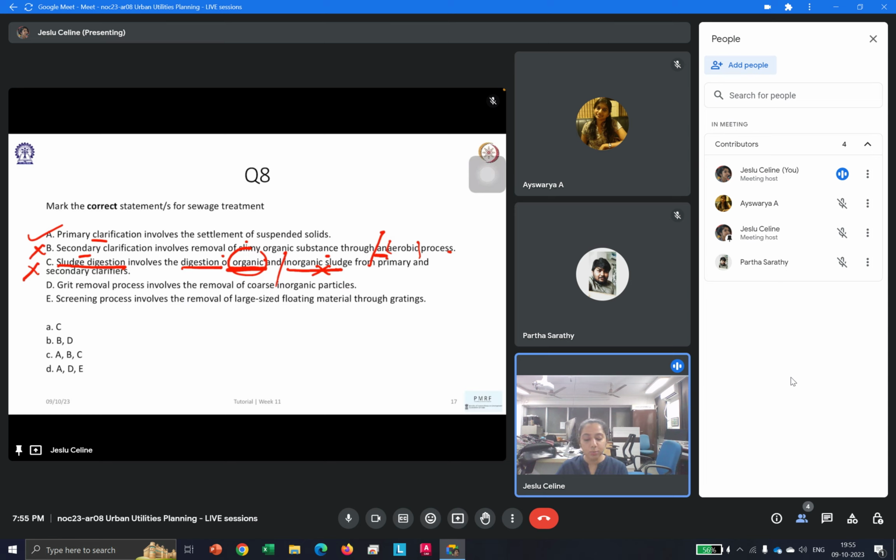Now D, grit removal process involves the removal of coarse inorganic particles. Is that right? Yes, that is right. Grit is coarse inorganic particles, right? So grit removal is a process of removing these coarse particles which can be easily filtered out, or by using a media you can filter the grit out. So this is a correct statement.